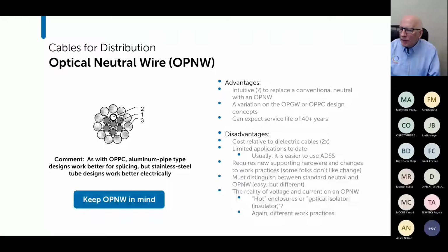And so you're back to the problem that you had with OPPC, that you have hot enclosures or needing to use an isolator. Now, because the voltage and current is so much lower than it would be on a transmission line, I would be much, much less concerned about reliability being a problem with OPNW, because basically you can way over insulate so that you're not likely to have a problem. But again, that's all in the category of different work practices. So you kind of run into some inertia against it. So I would keep it in mind, but really more of a niche type solution.